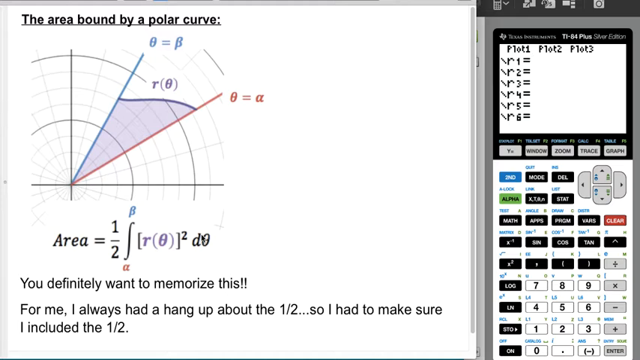You can definitely ignore that if you don't want to pay attention to how I'm going to get this formula. But again, just to point out that this is definitely a formula you want to memorize. Put this on your really important list: it's going to show up on my exam, I have to memorize it.